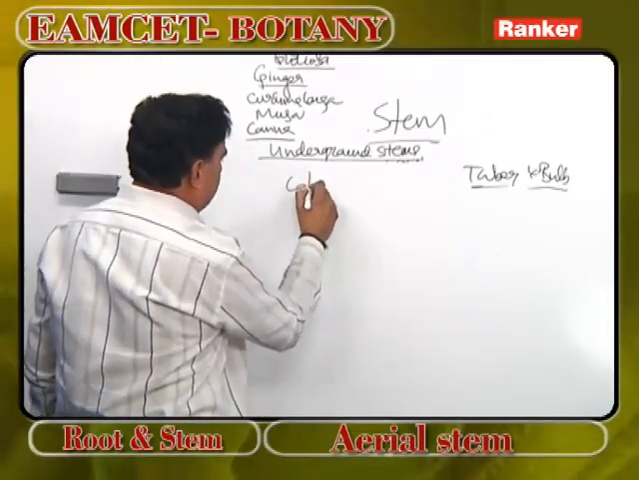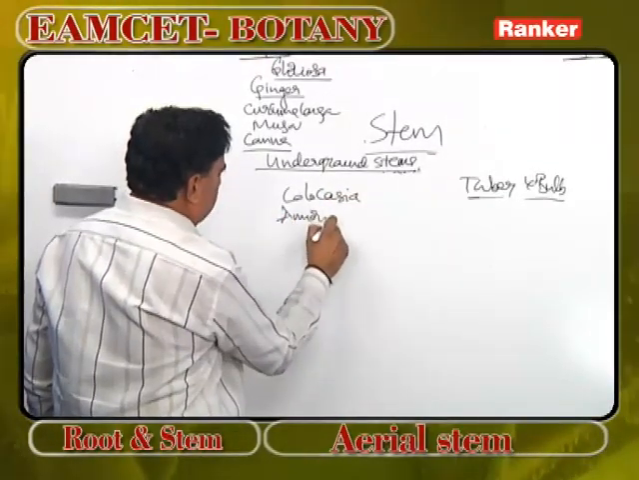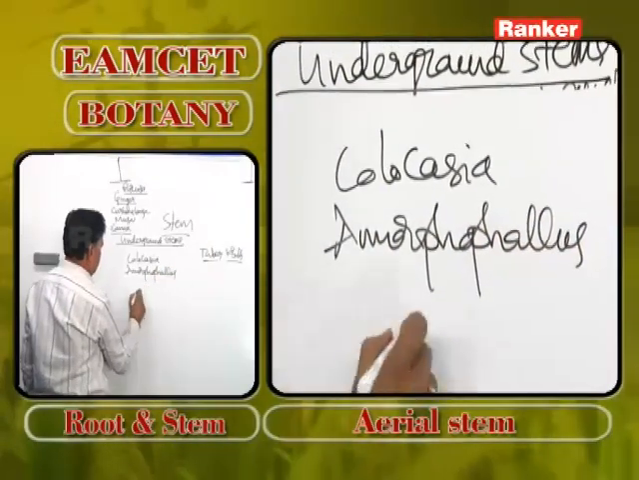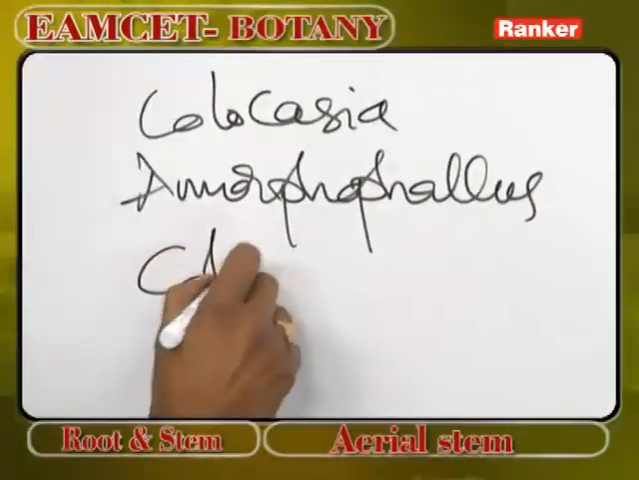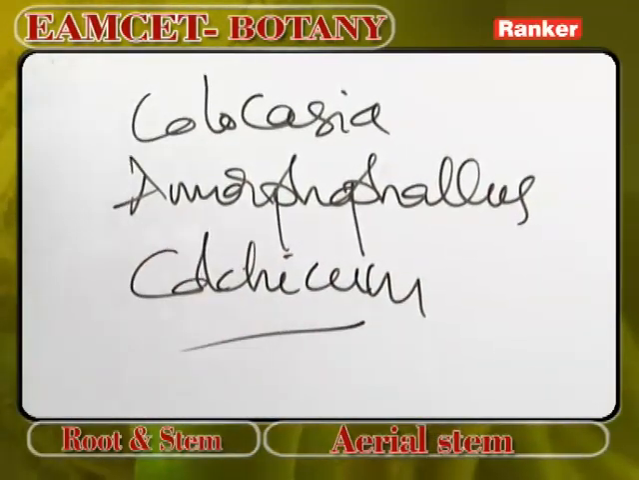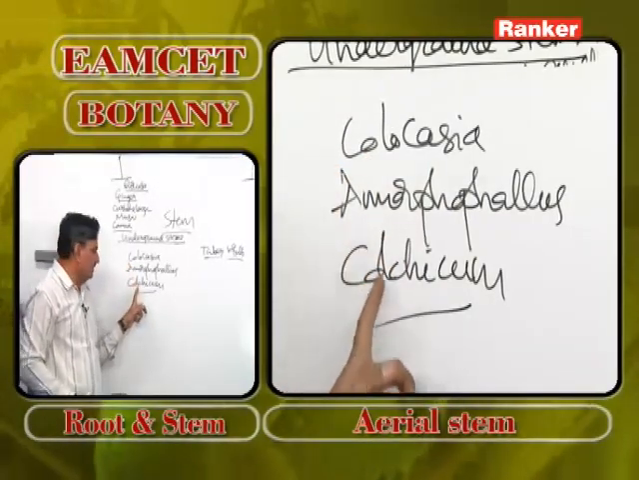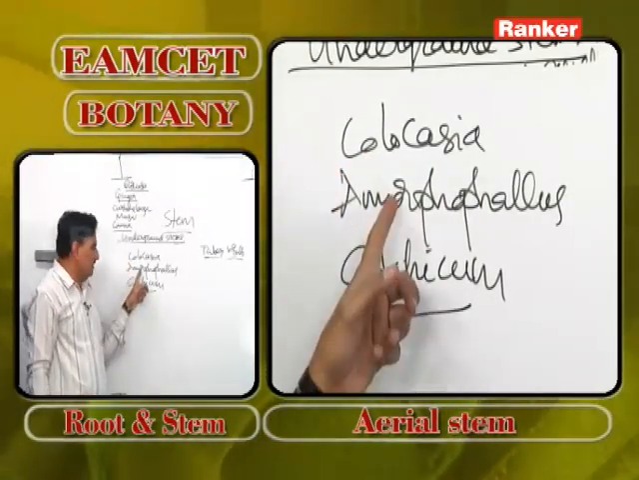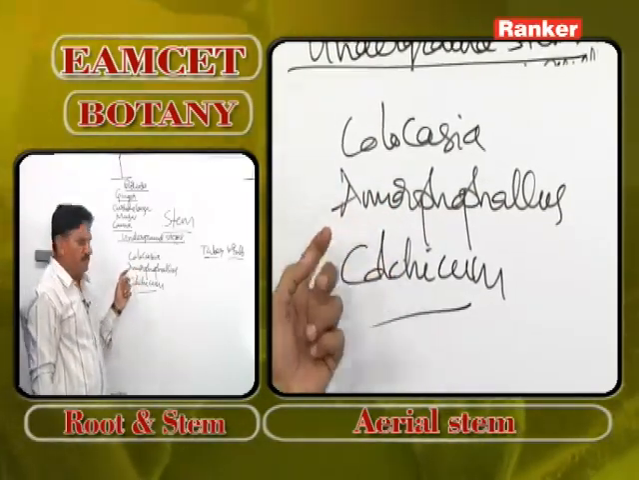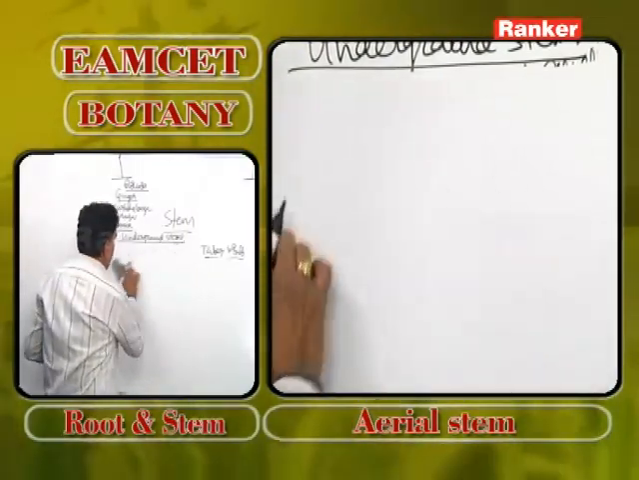The examples of culms are Colocasia, Amorphophallus, and culms are also found in Colchicum. So, Colocasia shows a culm, Amorphophallus shows a culm, and Colchicum also shows a culm. In Amorphophallus particularly, clear development of contractile or pull roots will be there, which places the culm at a particular depth in the soil.